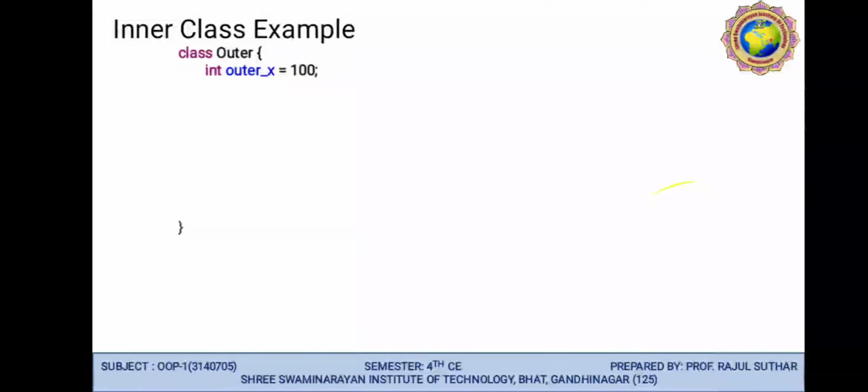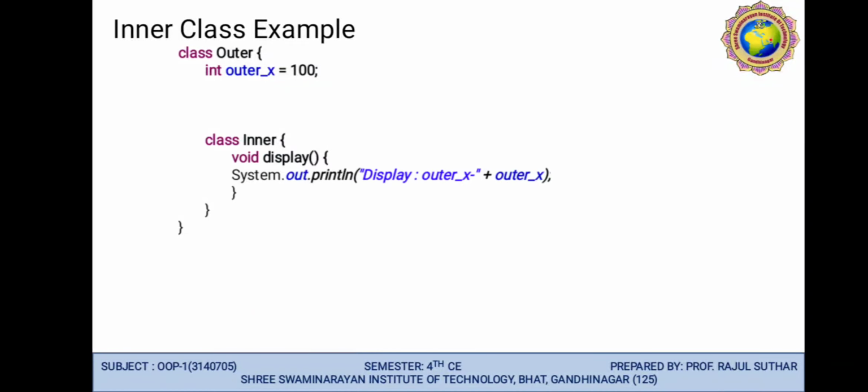Inner class, one example: class Outer, we initialize the value outer_x is equal to 100. One more class is used inside the outer class, the inner class, which has a method, void display. Here System.out.println displays outer_x. Here the value of outer_x will be displayed. A void test method is required. Inner inner is equal to new Inner. This method is used to display inner.display.